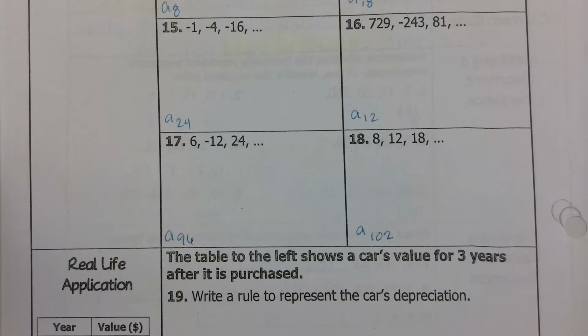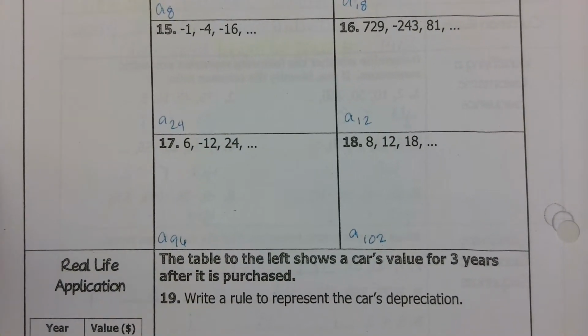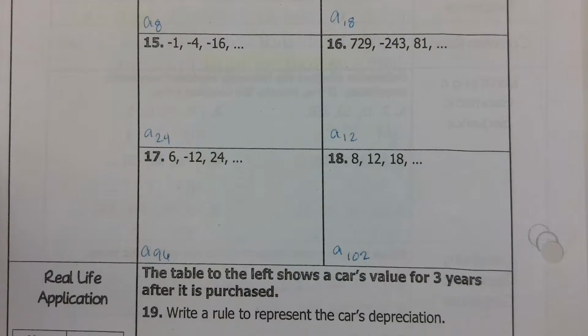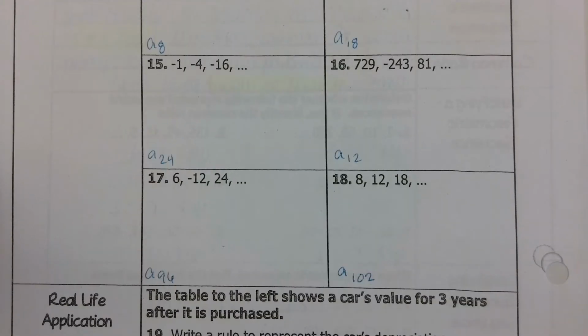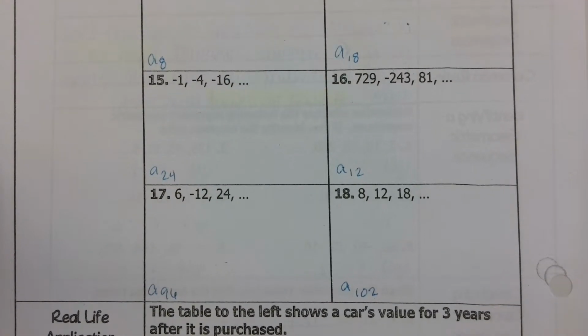Alright, is that alright? We okay? Y'all can do all those on your own? If you didn't catch those numbers, I'll try to write them again. Alright, so you're writing your general rule with the n in there, and you're going to find those term numbers. Okay?